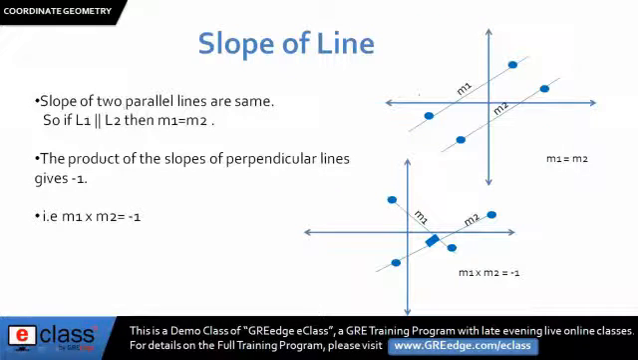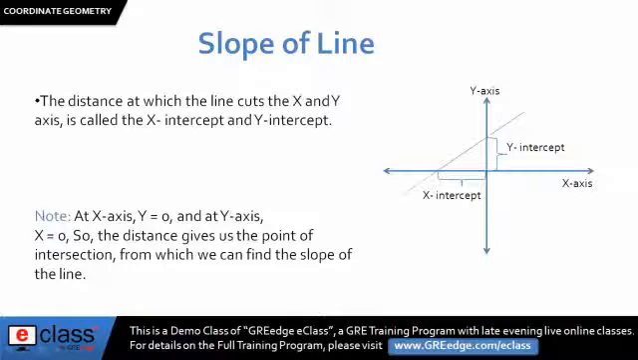Now, what do you mean by lines? If two lines are parallel, then the slopes will be equal. I will give you the proof of why that is and how it looks. And if the two lines are perpendicular, at 90 degrees, then the product of the slopes will be equal to minus 1. These are the standard results, and we may see problems based on this at the end.